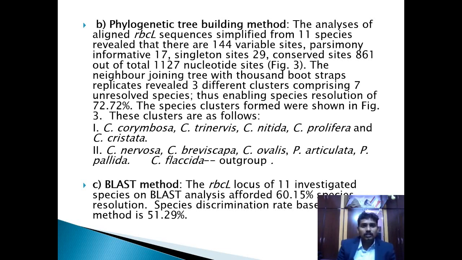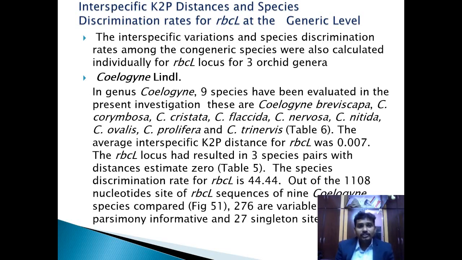The third method is the BLAST method. For the rbcL locus, the investigated species in the BLAST analysis afforded 60.15% species resolution. The species discrimination rate based on this method is 51.29%. These are the interspecific K2P distances and species discrimination rates for rbcL at the generic level.